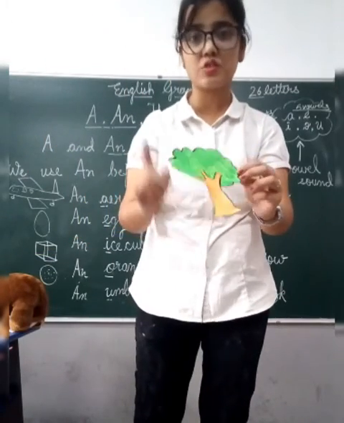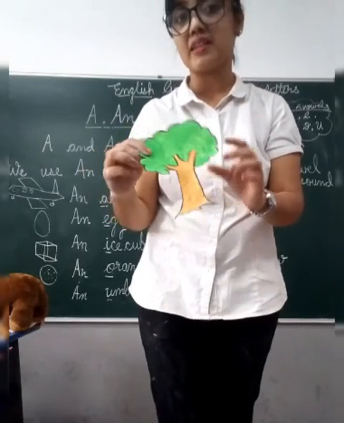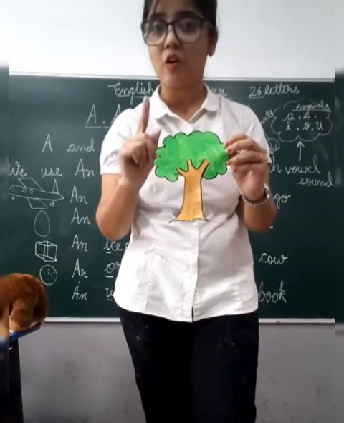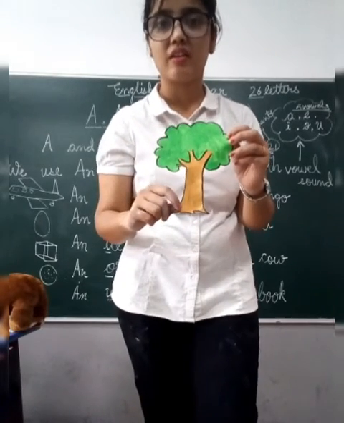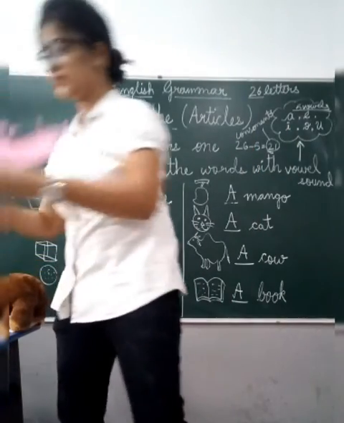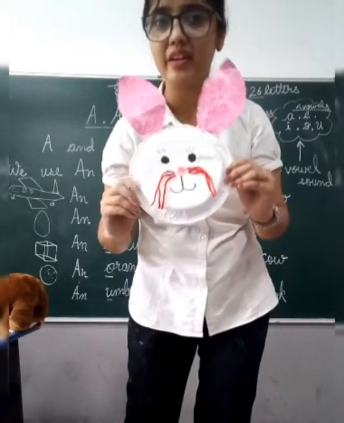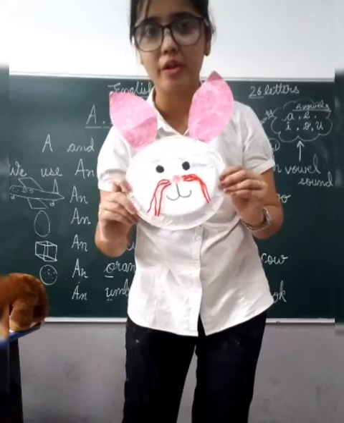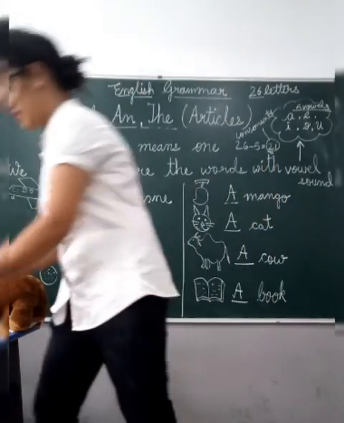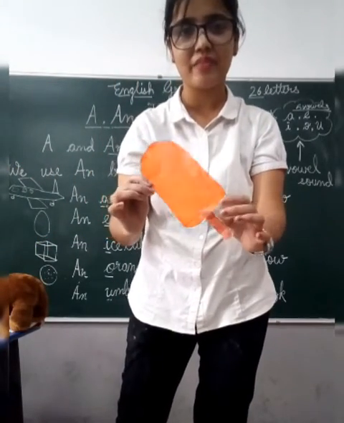Now what is this? This is one tree. So for it also, does it start with vowel sound or consonant sound? T is a consonant. It is not a vowel. So that's why we will say a tree. Now what is this? This is one rabbit. For one rabbit we will use a. Why? Because the first letter of rabbit is R and it is a consonant. Now everybody's favorite, what is this? Yes, ice cream. So this is one ice cream.